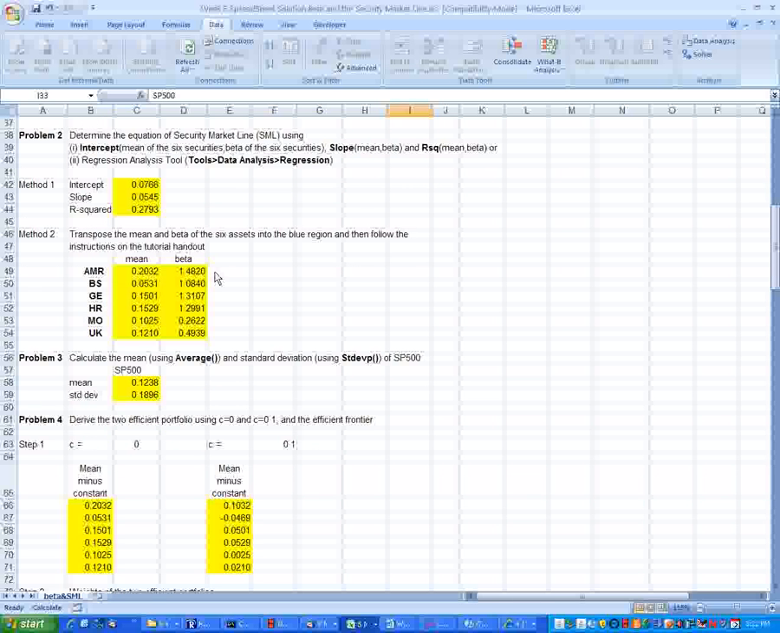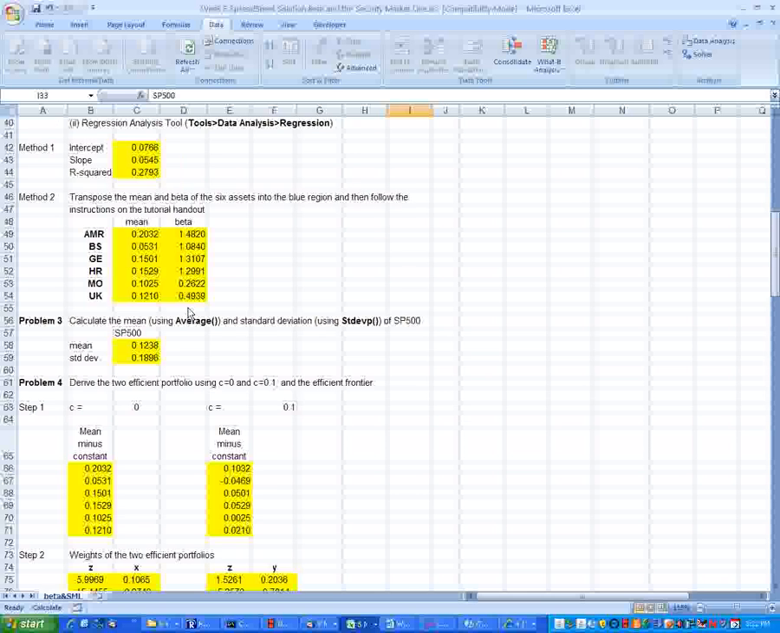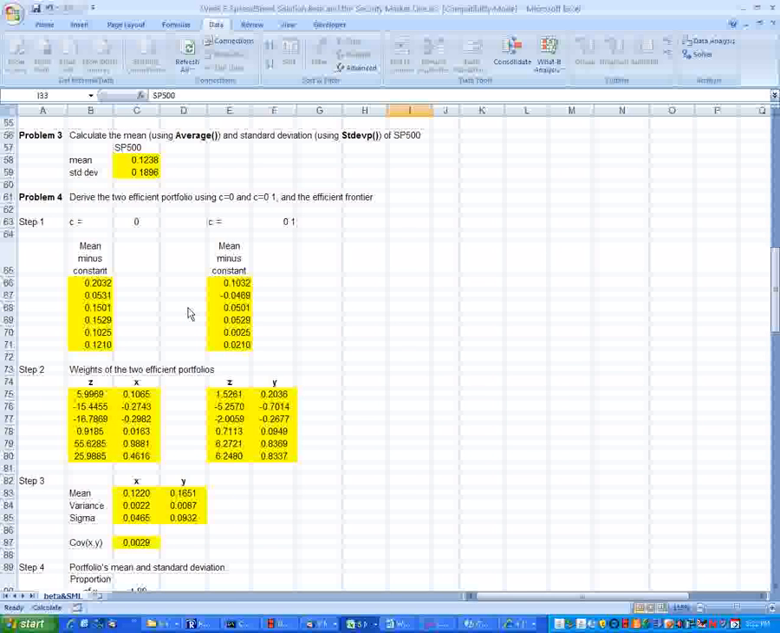What I'm going to show you is how to calculate problems 3 and 4. You're going to recalculate the envelope portfolios X and Y using the methodology that I showed you last week. I'm not going to go into much detail on that this week. Look back to last week for that. Steps 1, 2, and 3 are identical to last week, except now we have a constant of 0 and a constant of 0.1.